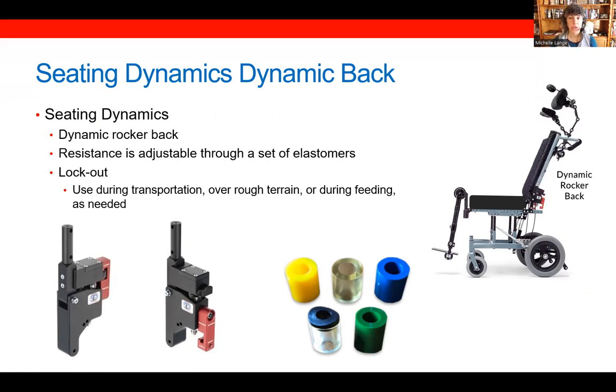So in the Seating Dynamics dynamic back, resistance is adjustable through a set of elastomers pictured here. You can choose the amount of resistance that that individual needs, and we have some nice resources, including a very brief quick class, it's about 5 minutes long, about how to determine resistance in all of these products. Lockout is available on the dynamic back, and that can be useful during transportation, maybe over rough terrain, or during feeding as needed. But once you have succeeded in getting past that scenario, you want to unlock those again so the client is able to move as needed.